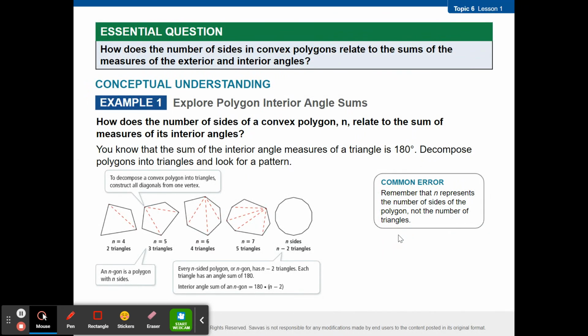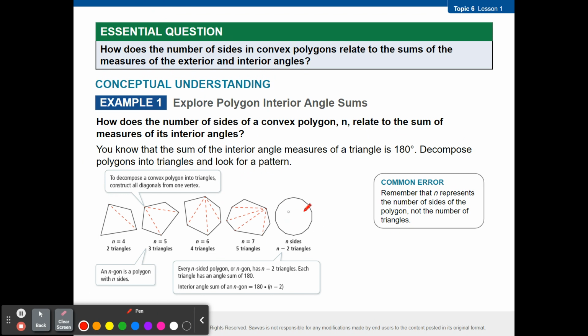So the essential question for this whole lesson is, how does the number of sides in convex polygons relate to the sums of the measures of the exterior and interior angles? So here is example 1. How does the number of sides of a convex polygon N relate to the sum of the measures of its interior angles? Here is the biggest thing you need to know about this example. When you have a polygon, if you pick a vertex and draw lines to the other vertices that are not touching, you create triangles within this polygon, okay?